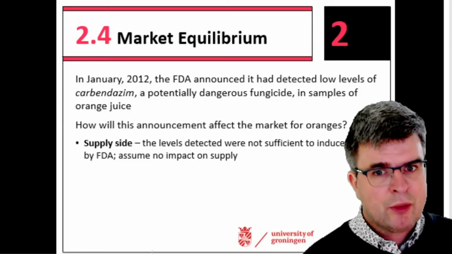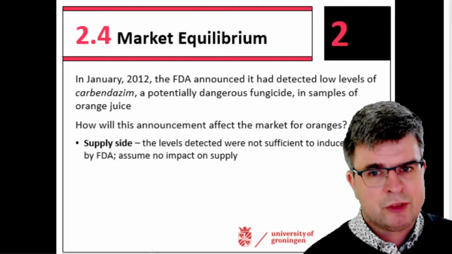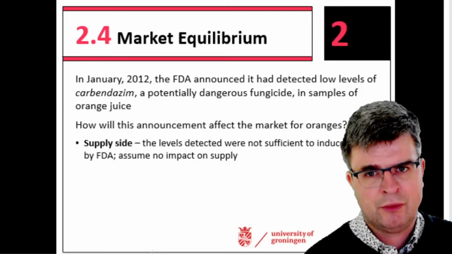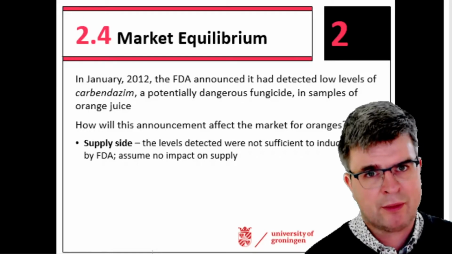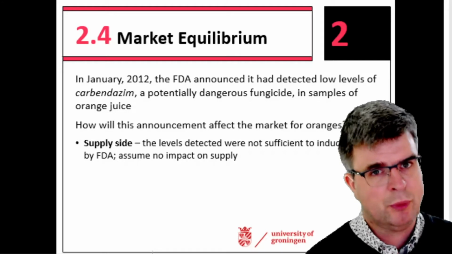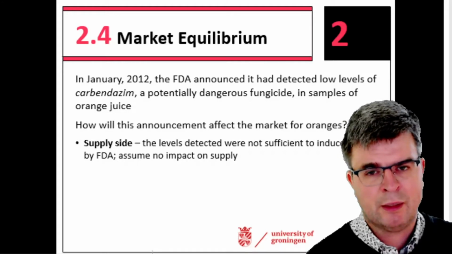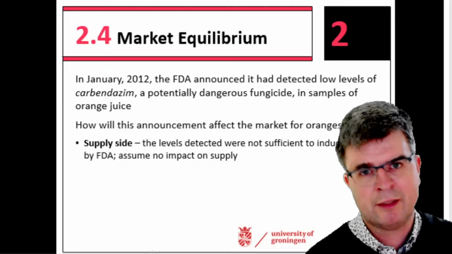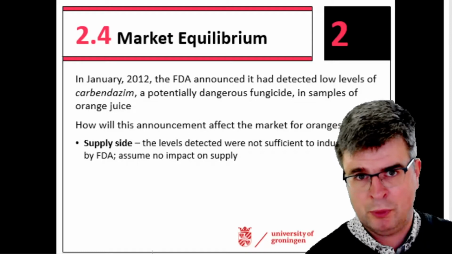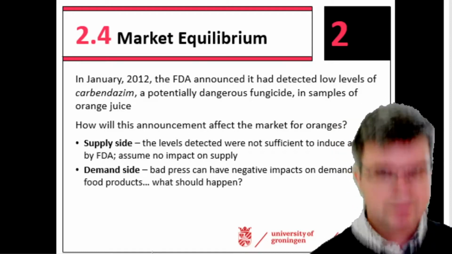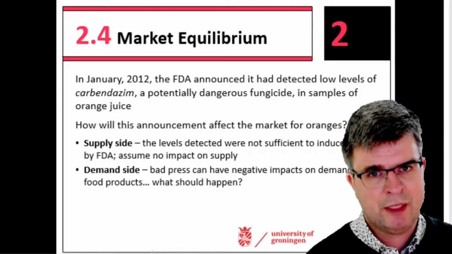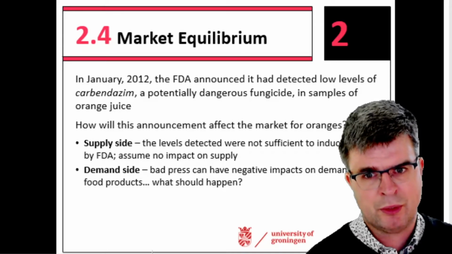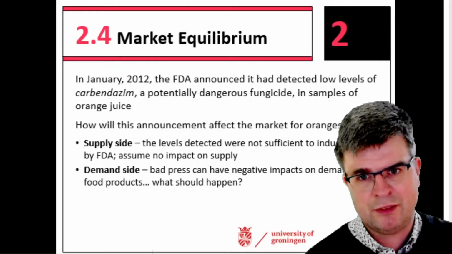Now, for the supply curve, in this case, it holds that the levels that are detected were not sufficient to induce action by the Food and Drug Administration. So there's no impact on the supply. Some producers were not forbidden to bring their produce to the market. So that's an assumption that there's no impact on the supply side, so the supply function stays put. For the demand side, as this reaches the news, it's bad press and it can have a negative impact on the demand for food products. So what will happen in this case?